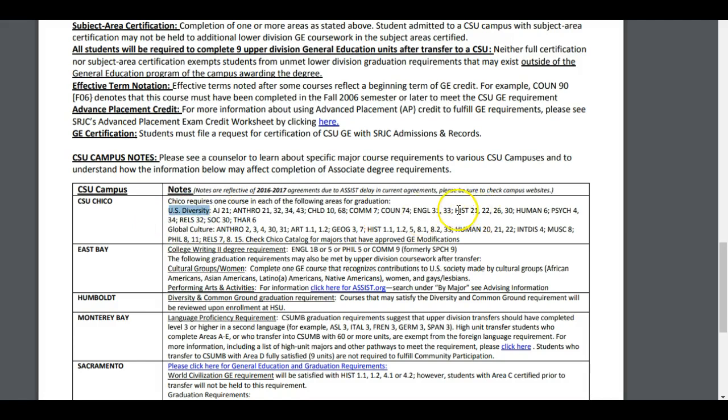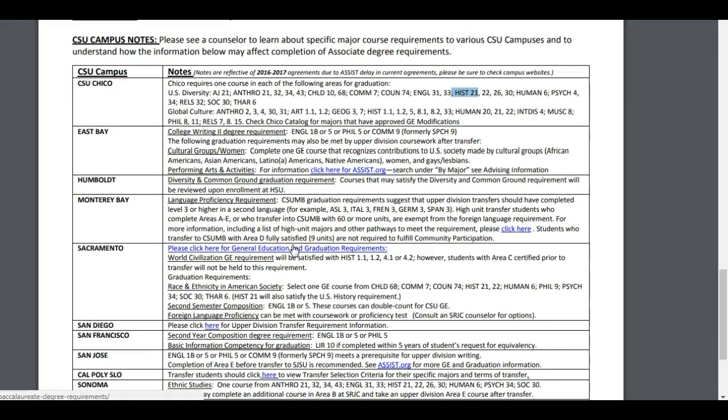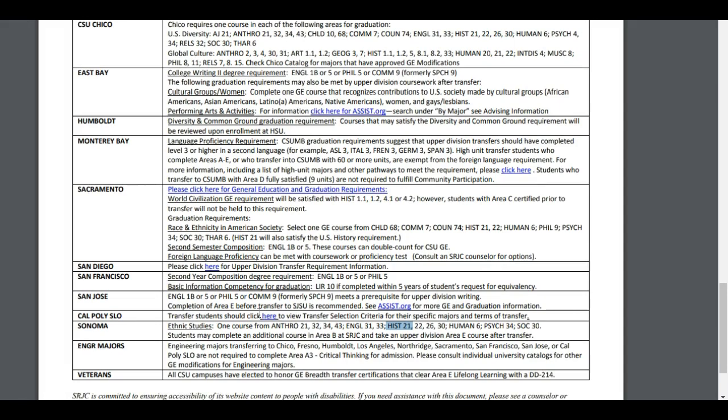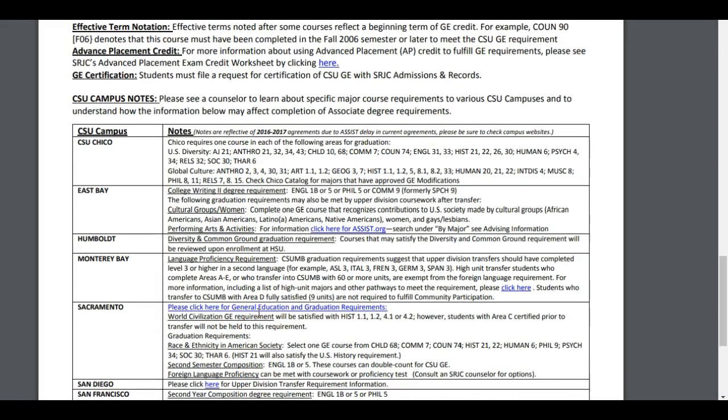So here for Chico, here's History 21. Okay, so that class would triple count for you. Here it is for Sac State. Let's see, who else has it? Sonoma State has it. Here it is for their ethnic studies requirement. Okay, so there's lots of information on the back here that you could look to see, well, what else could I be doing that makes sense, make things double count for yourself.